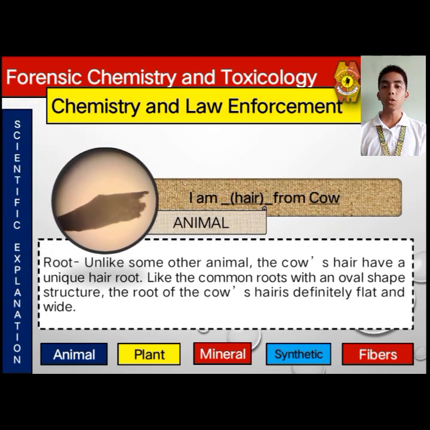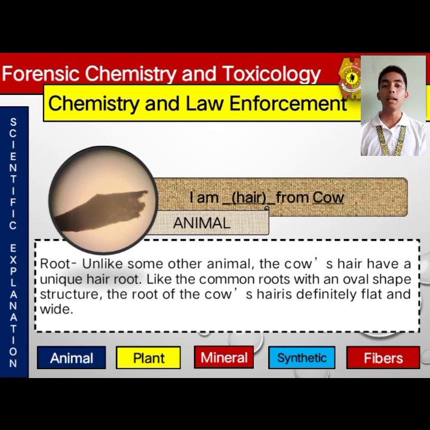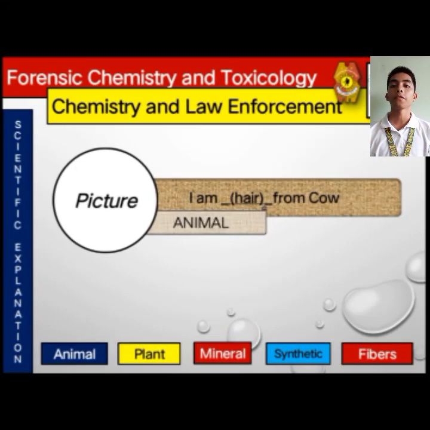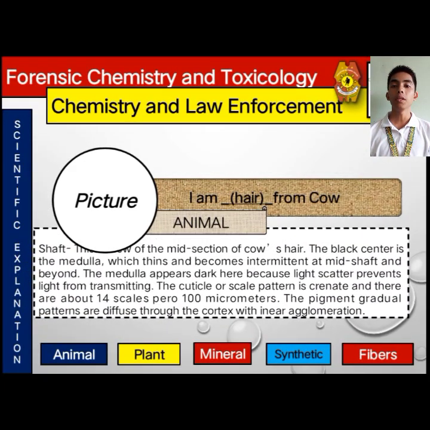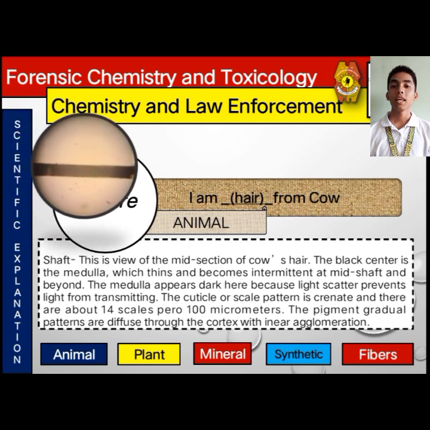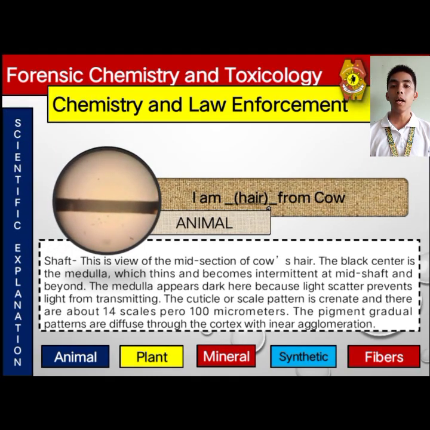Cow's hair, the root. Unlike some other animals, the cow's hair has a unique hair root. Unlike the common roots with an oval-shaped structure, the root of cow's hair is definitely flat and wide. The third, shaft. This is a view of the midsection of cow's hair. The black center is the medulla, which thins and becomes intermittent at mid-shaft and beyond.